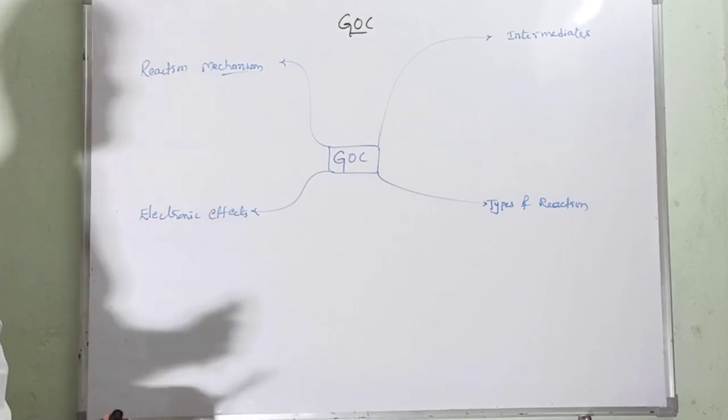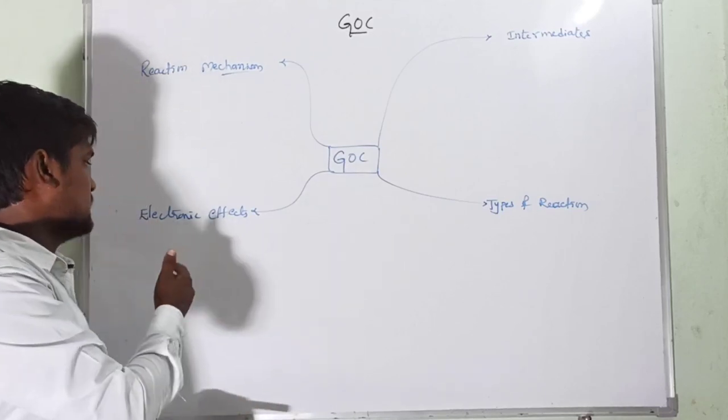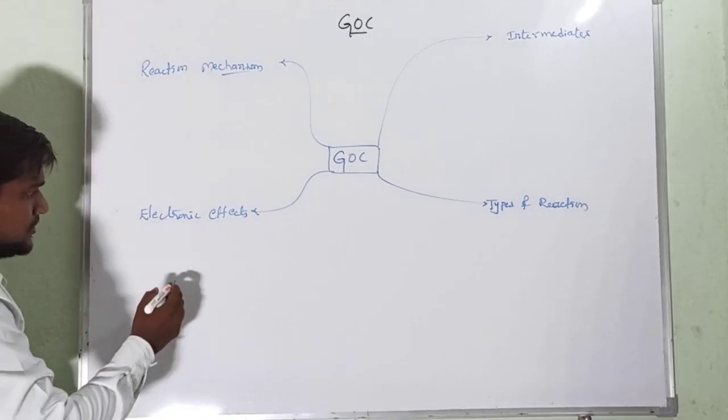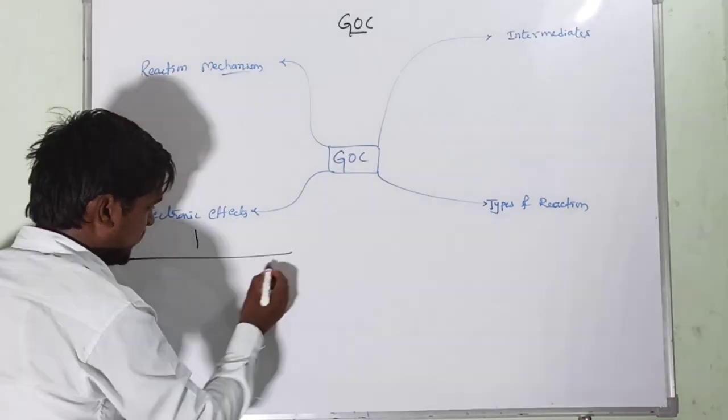So one is the intermediates. Another one is the types of reactions. Third one is the electronic effects. Fourth one is the reaction mechanism. Now let's move on to the electronic effects. So electronic effects are two types.